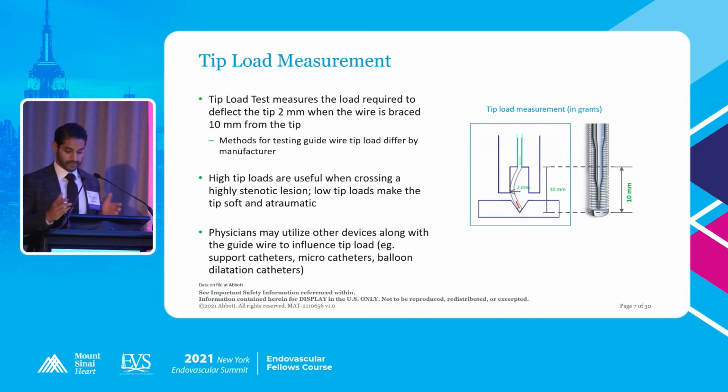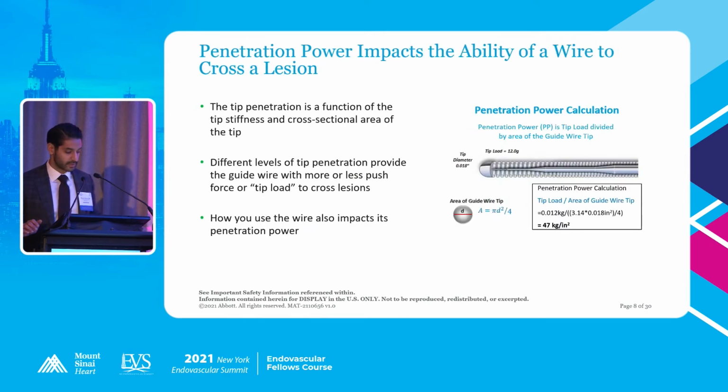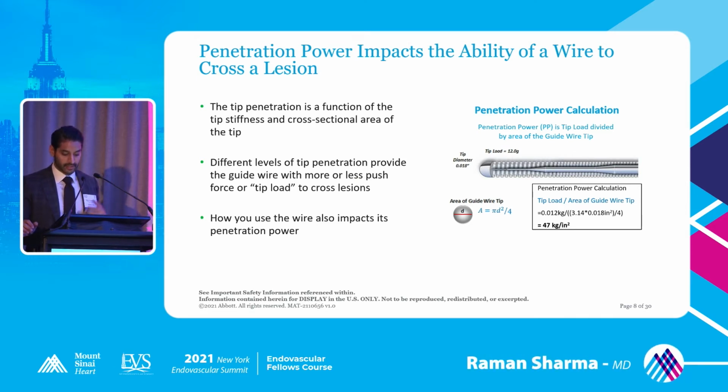So all these things should be taken into consideration when you're deciding the wire of your choice. So tip load translates into this other concept of penetration power. There's a mathematical formula if you really care for it. And what this basically means is that the tip load is translating to the physical surface area of the tip of the wire.